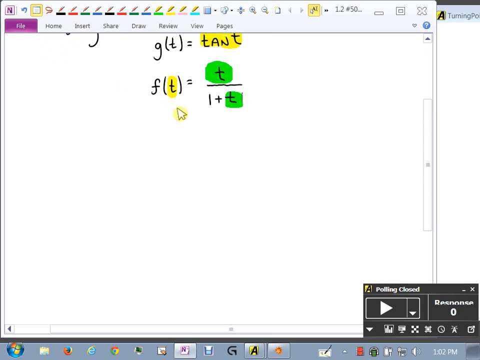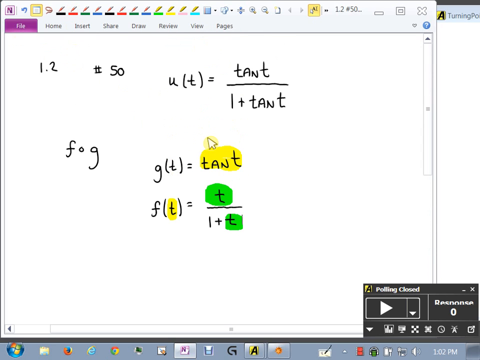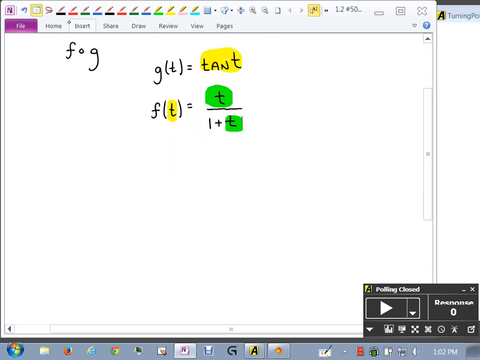51. Okay, so 51. You're given capital R of x is the square root of x minus 1. And this time you're trying to break it into three functions, f of g of h.